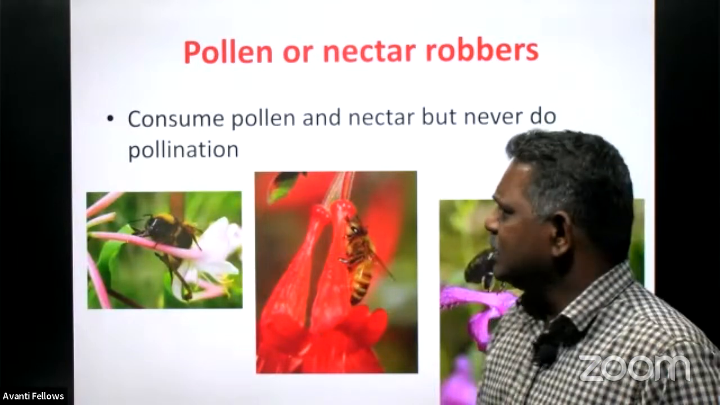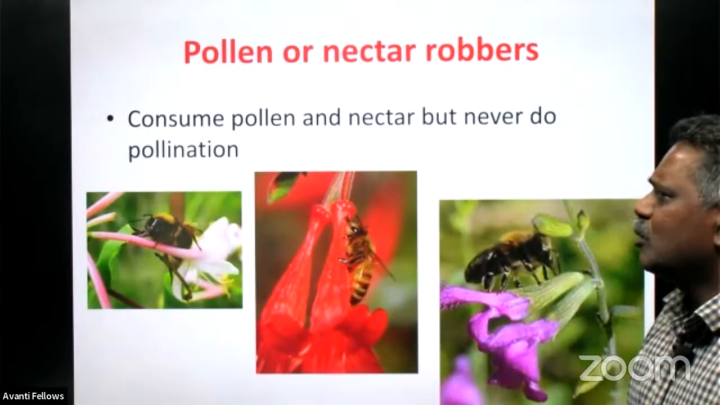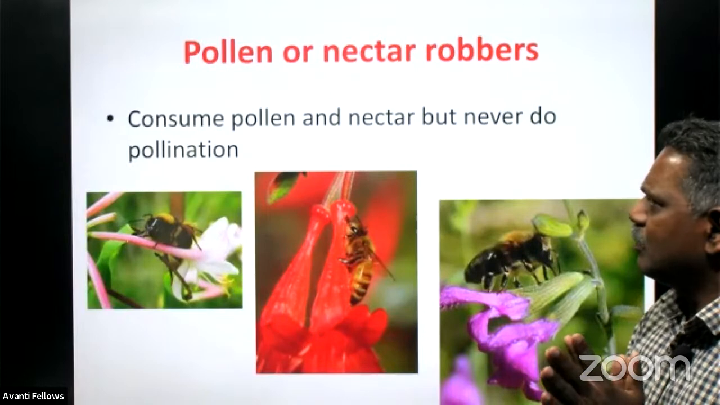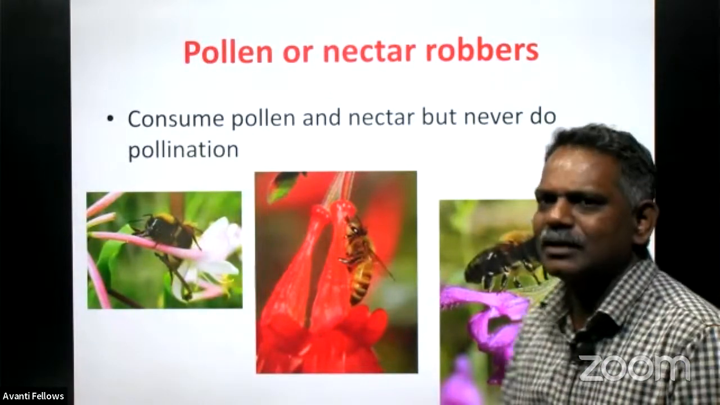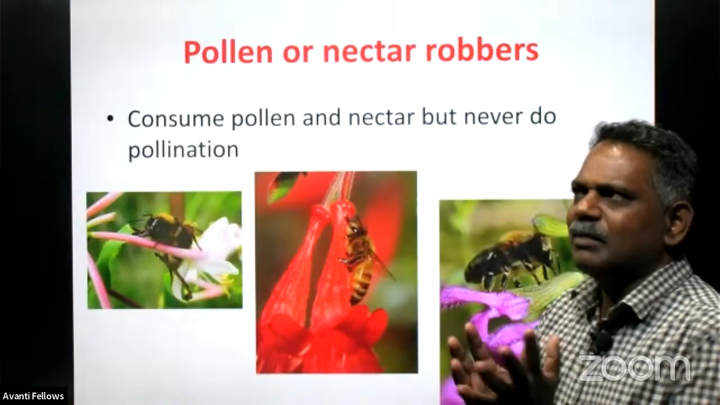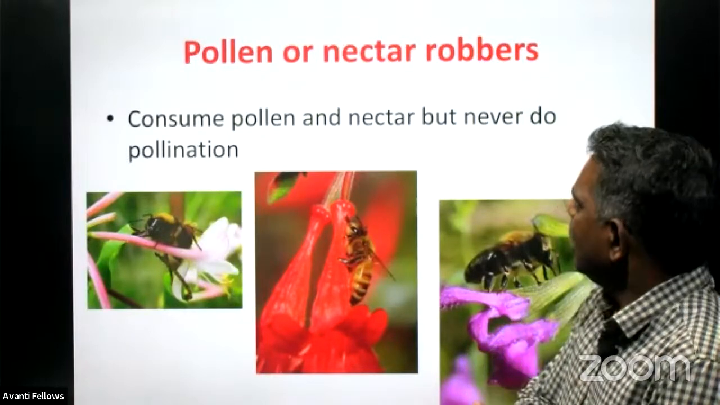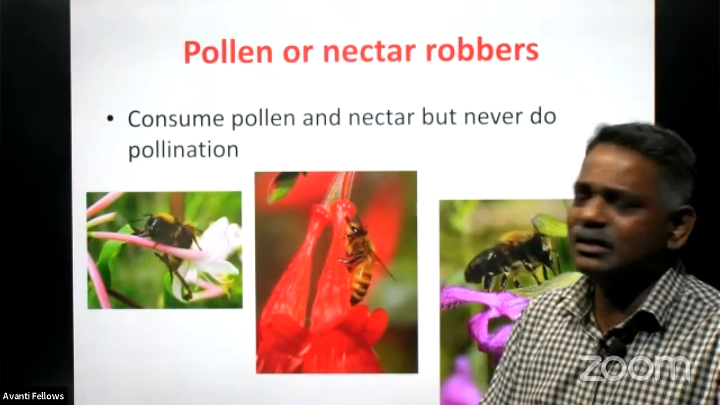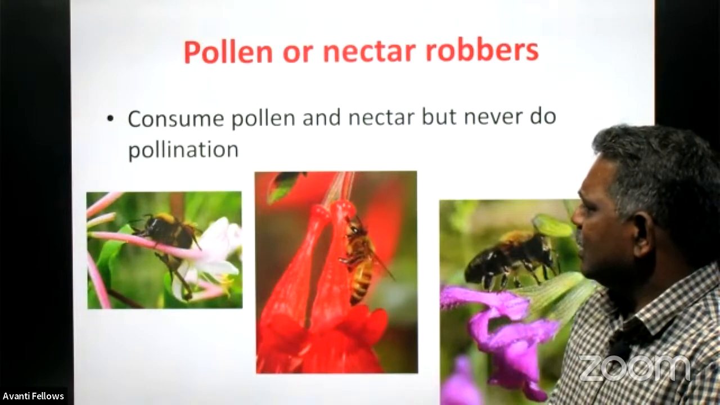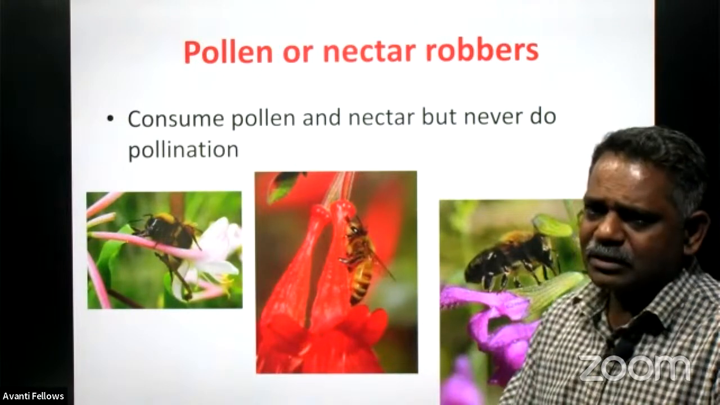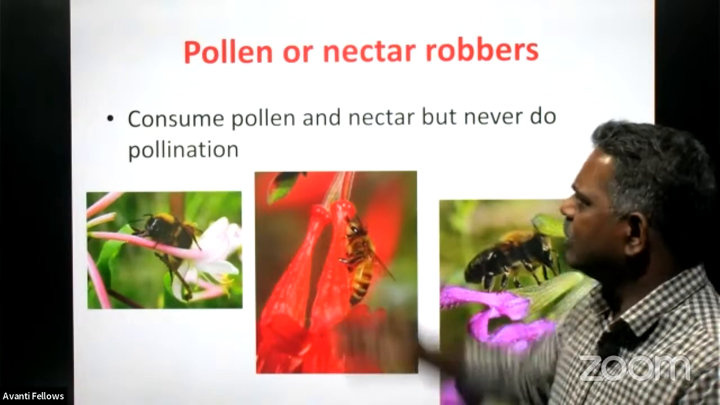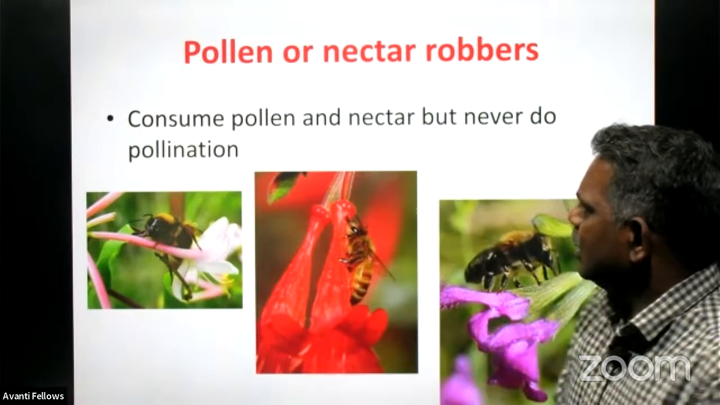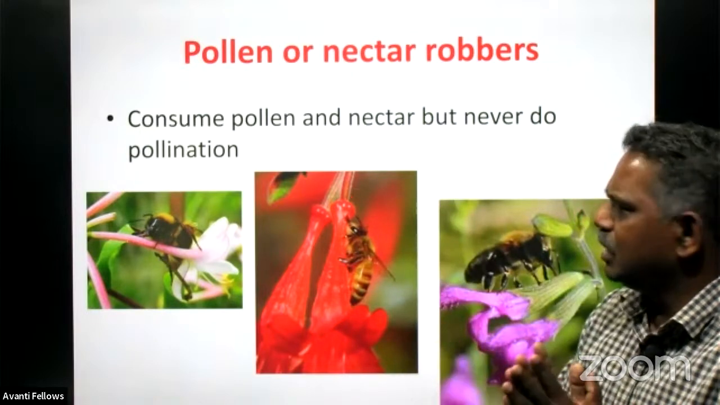See, some insects are not at all pollinators, because they are pollen robbers or nectar robbers. Normally the plant is providing nectar and pollen grains for the insect as a reward for the pollination. But in some cases, some insects take this pollen or nectar without doing the pollination. And that we call the pollen robbers or the nectar robbers. They consume pollen and nectar, but never do pollination.